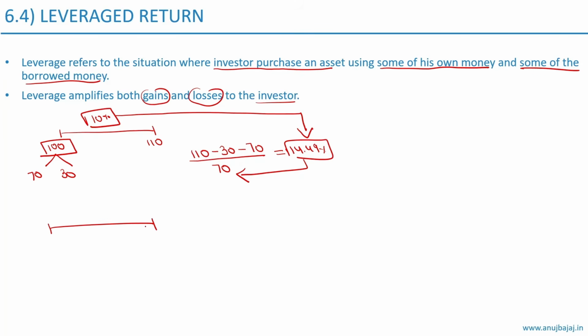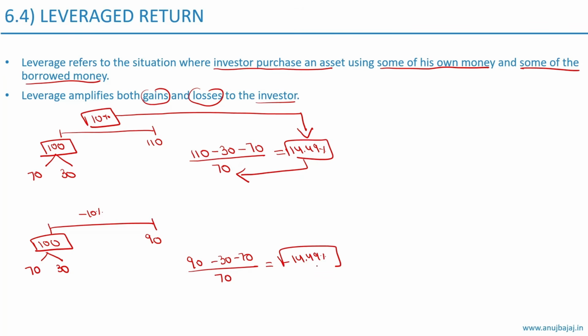Now let us say the value of the asset fell to $90, the return is negative 10%. This is the case when the investor invested his own money entirely. Now instead of investing only his own money, he borrowed $30 and invested $70 of his own. The return in this case will be $90 minus 30 minus 70, divided by 70. In this case, investor earns a return of negative 14.49% on his own money. So leverage amplifies gains as well as it amplifies the loss.